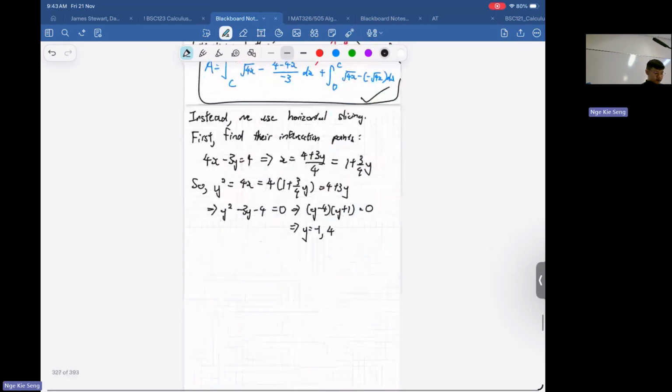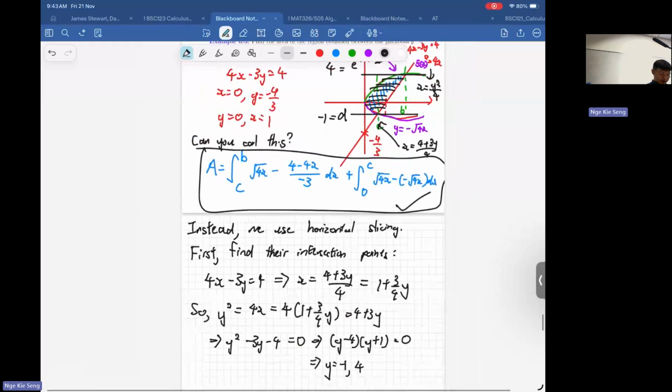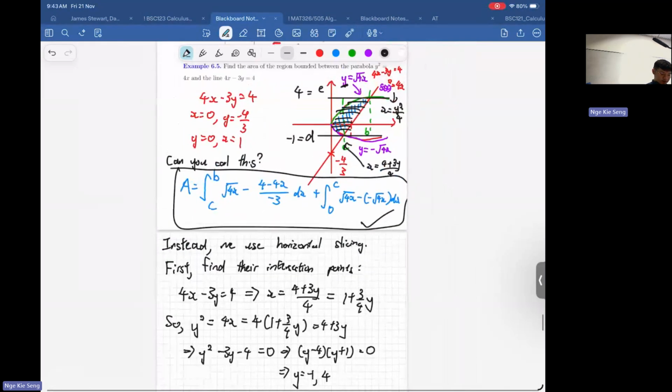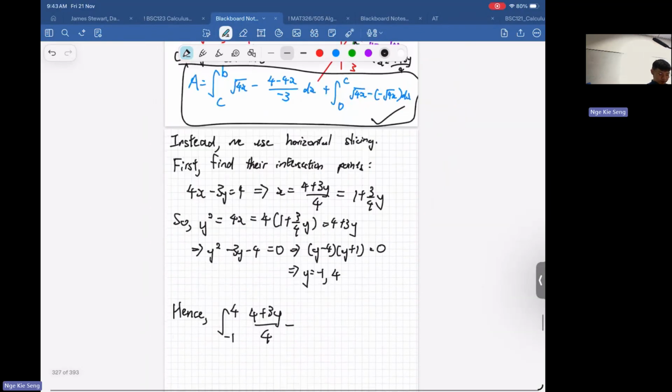So by this, to find the area, we just integrate from negative 1 to 4 and then take the far right function. The far right function is 4 plus 3y over 4, and then the left one is square root 4x.